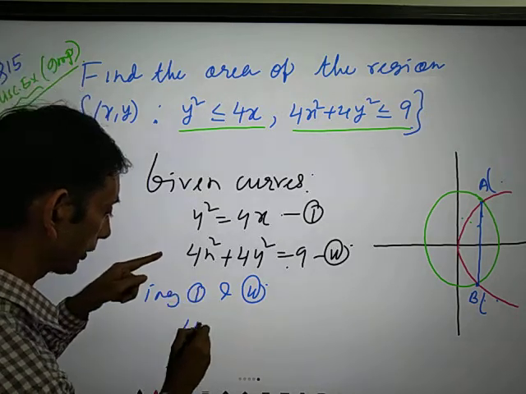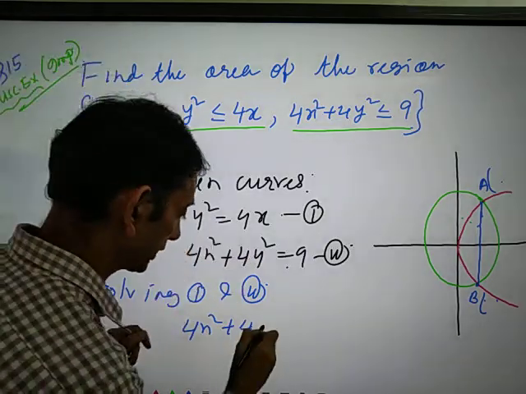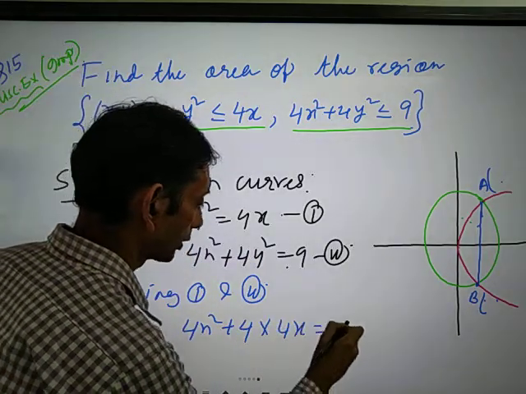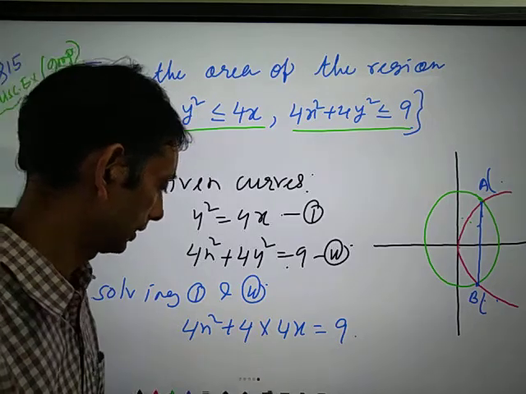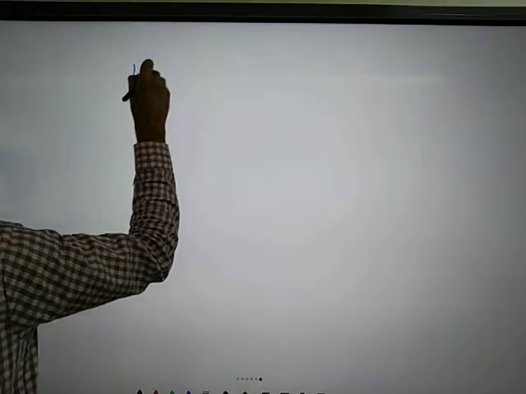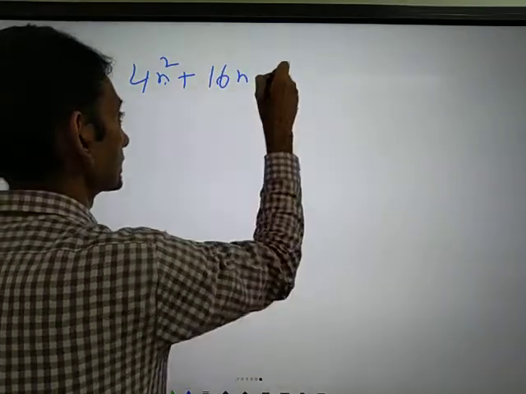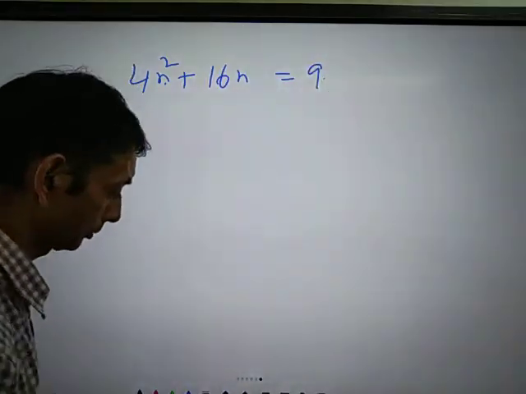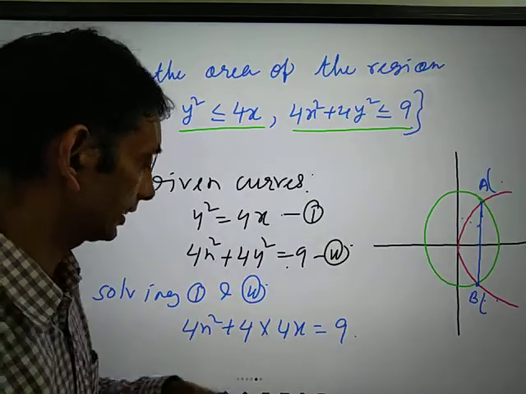4x squared plus 4 times y squared. What is the value of y squared? y squared is 4x, so 4 into 4x equal to 9. This gives us 4x squared plus 16x equal to 9. We can solve this one in this particular case. 4x squared plus 16x equal to 9.